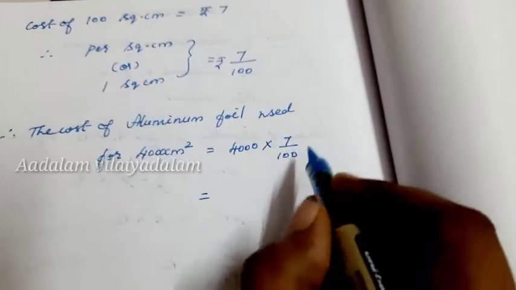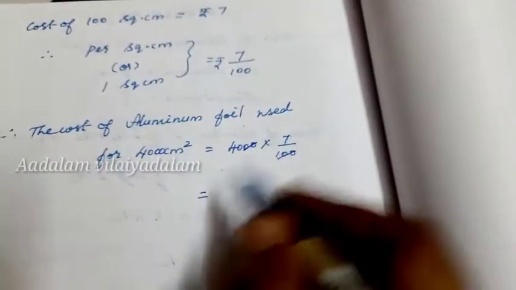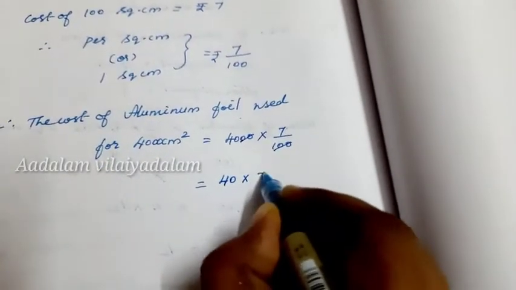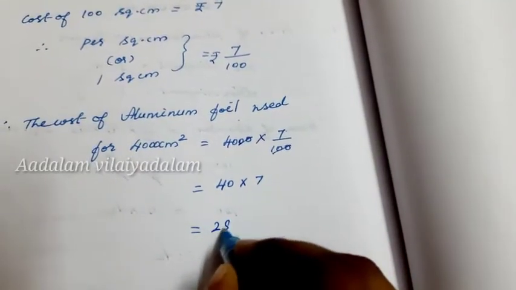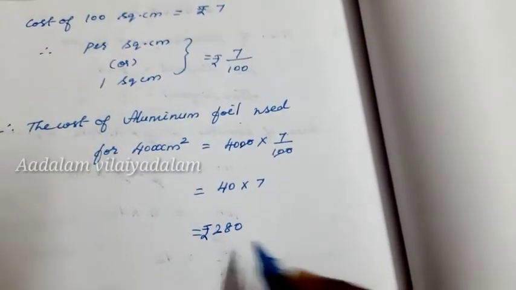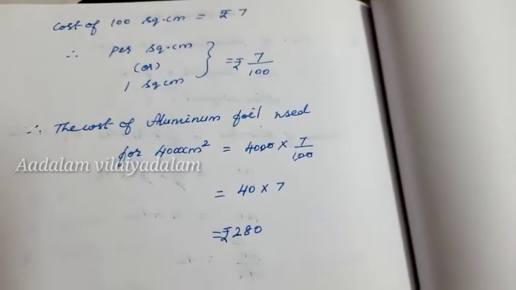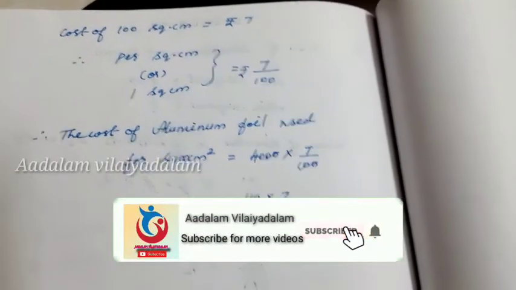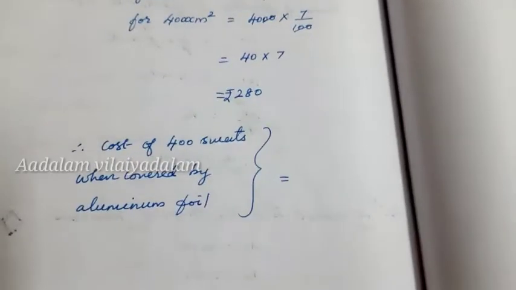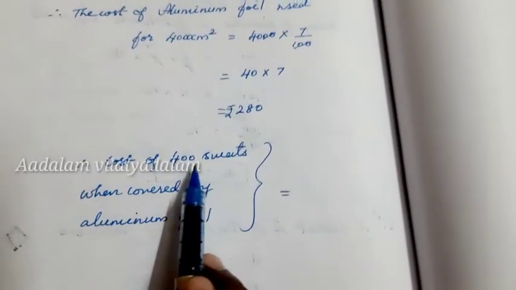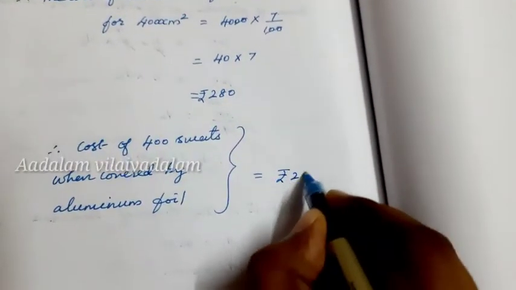So if you multiply, then the double zero in the denominator and the zeros can be cancelled. Therefore the remaining is 40 into 7. So 4 sevens are 28. So therefore rupees 280 is spent to cover the sweets by aluminum foil. So therefore we can conclude, the cost of 400 sweets when covered by aluminum foil is rupees 280.